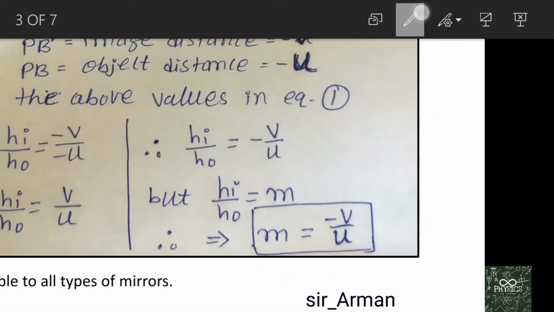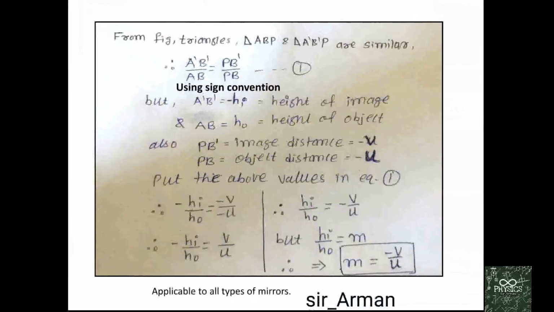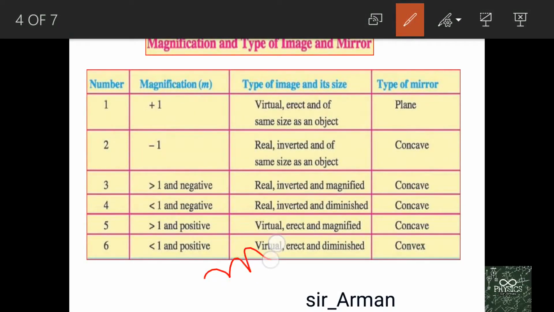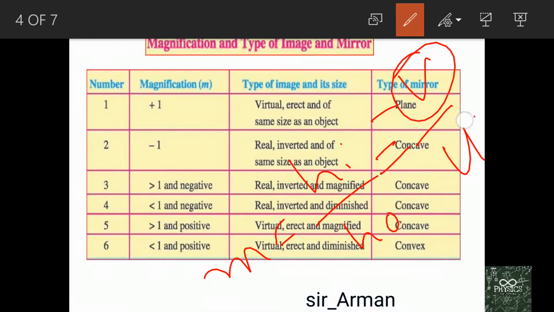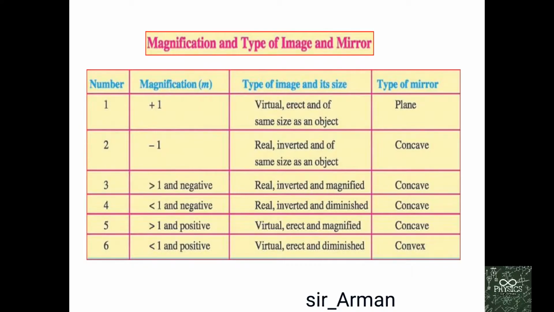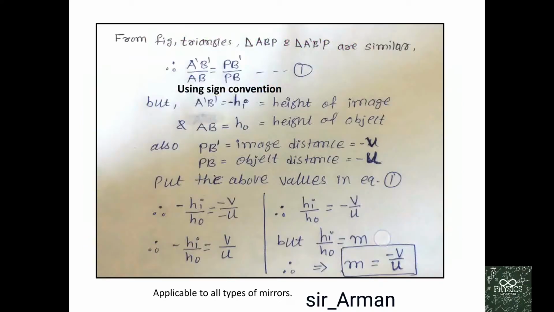This formula is applicable for all types of mirror. So we have two formulas. One, m is equal to hi by ho, and another formula, minus v by u, right? Where v is the image distance and u is the object distance. So remember these two formulas, that will be helpful in solving questions related to the mirror formula.